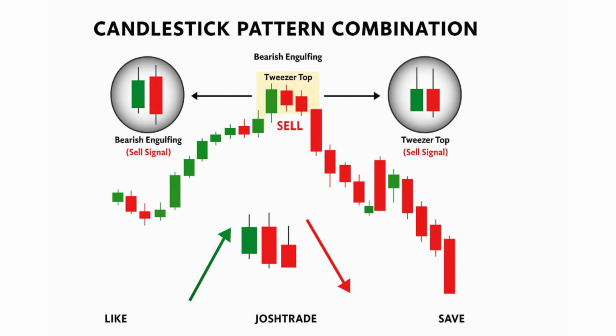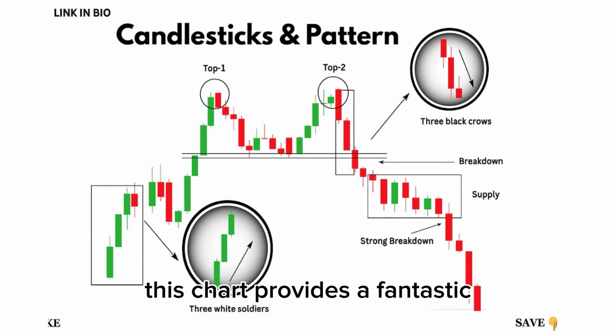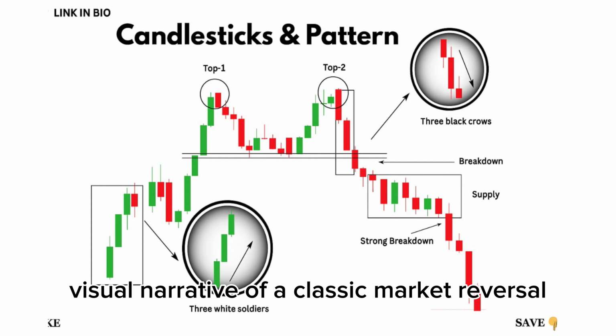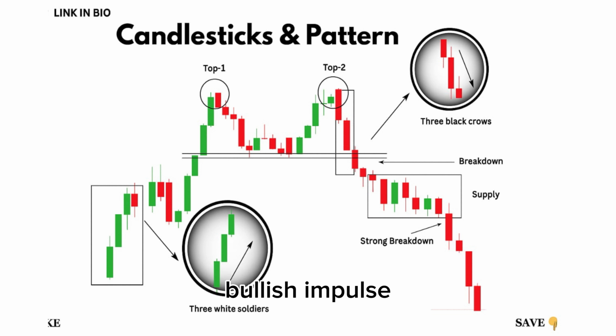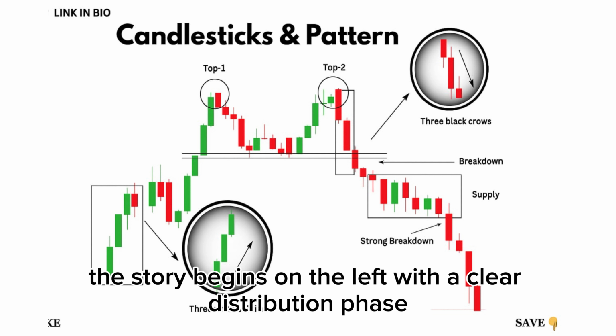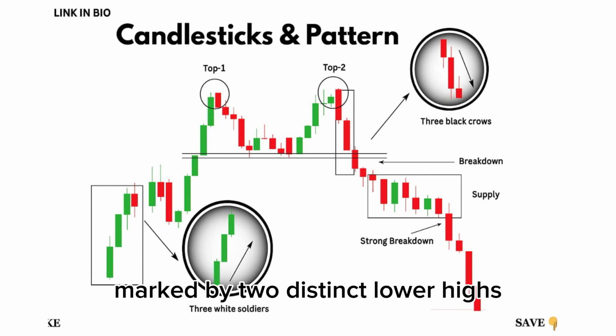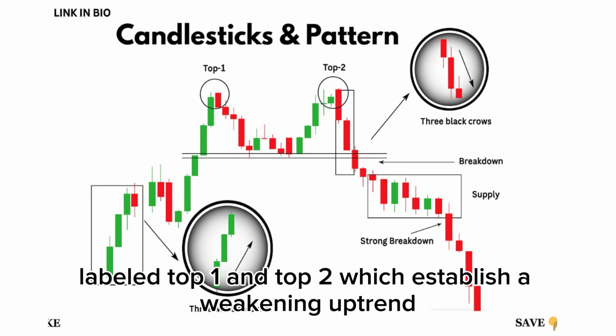This chart provides a fantastic visual narrative of a classic market reversal, illustrating the shift from a bearish downturn to a new bullish impulse. The story begins on the left with a clear distribution phase, marked by two distinct lower highs labeled top 1 and top 2, which establish a weakening uptrend.